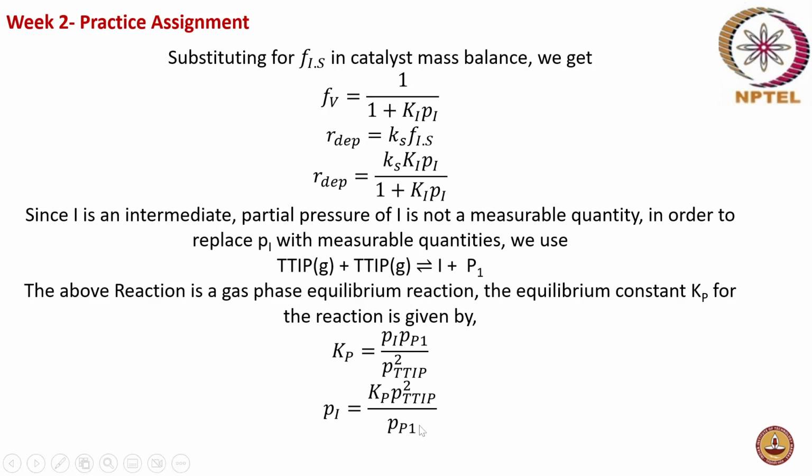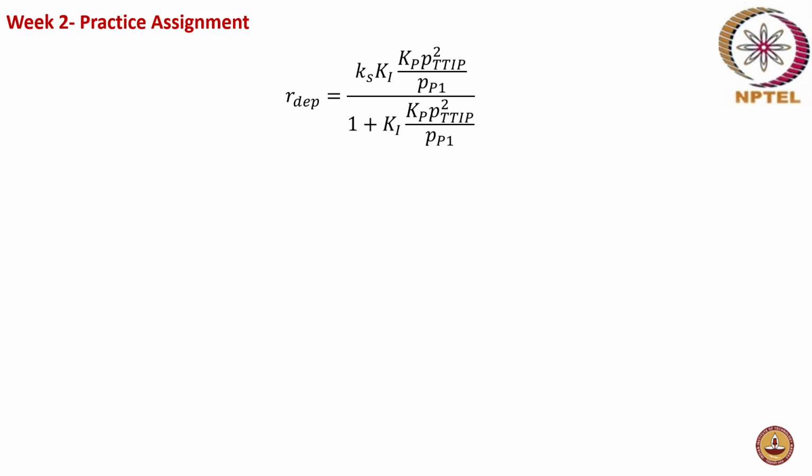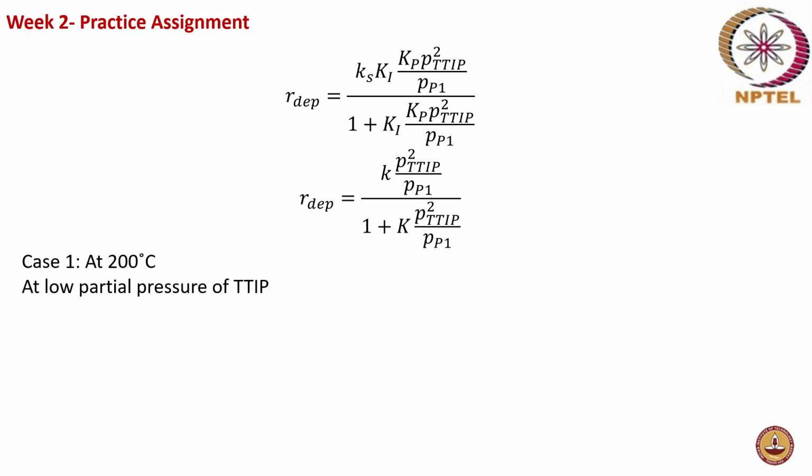Now we substitute this expression into the rate of deposition of TiO2 expression. Once you substitute the partial pressure of I in terms of the partial pressures of TTIP and P1, you end up with this kind of expression. The second expression is a simplified form where I have taken all the constants in the numerator together as small k, and all the constants in the denominator, that is ki and Kp, as capital K. Now we have two more questions.